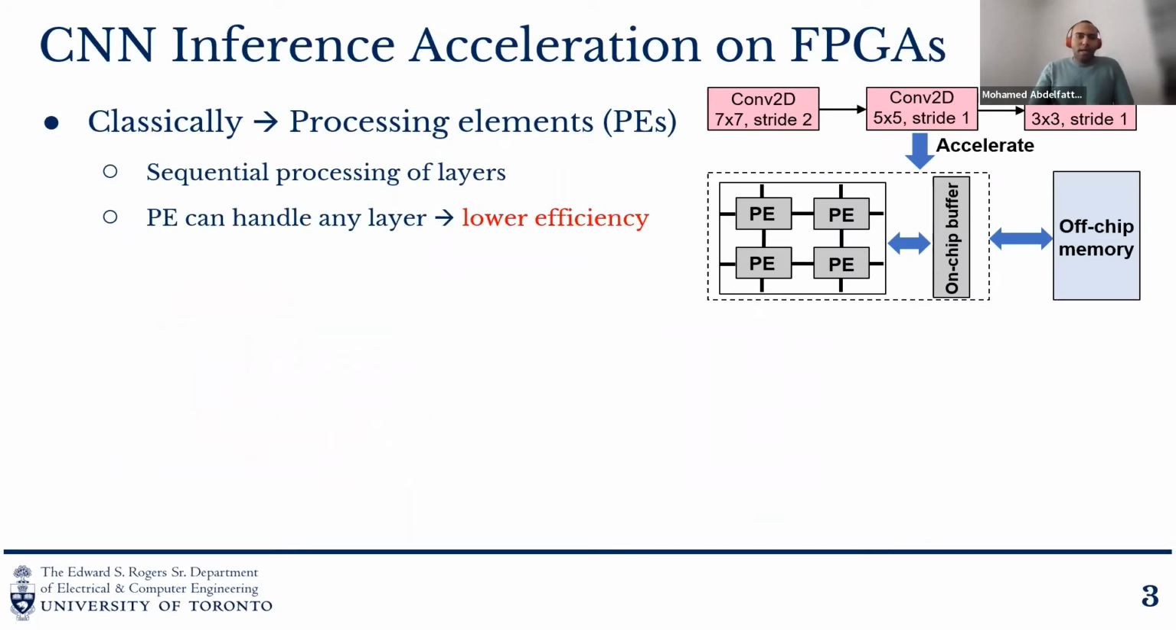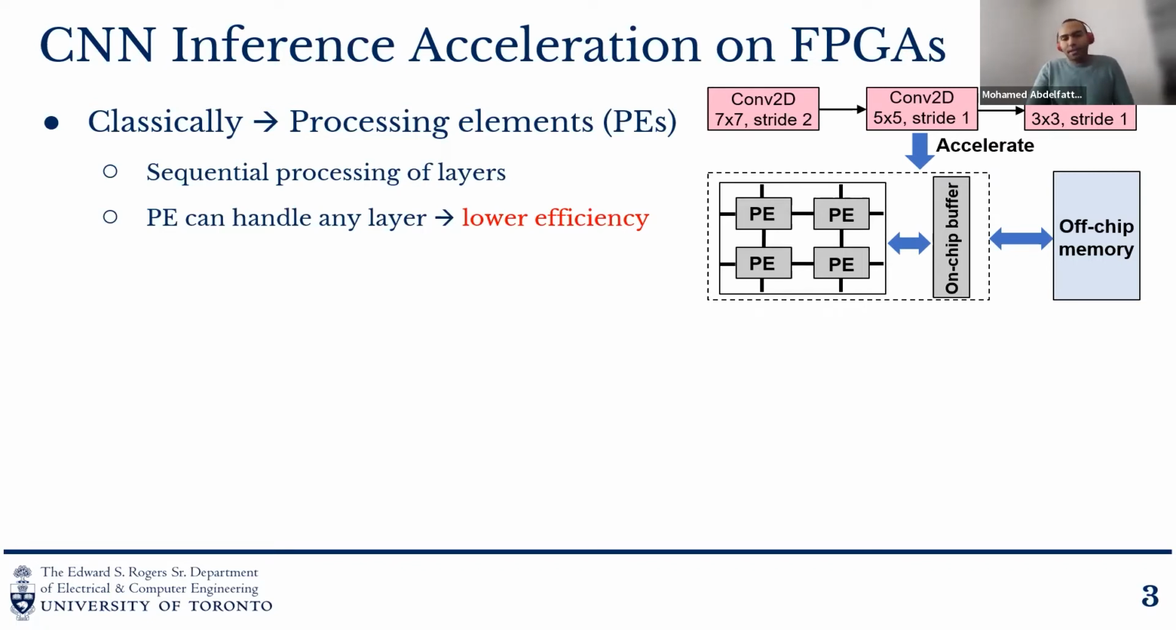So how is CNN inference performed on FPGAs? There are two main approaches in accelerating CNN inference. The classical and more common approach is a processing element approach, where you have this array or matrix of processing elements, and then you have your CNN, and you sequentially accelerate the layers on the matrix of processing elements. And this style could have some inefficiencies because your PE matrix is designed to accelerate all the layers, so it could be inefficient for some layers.